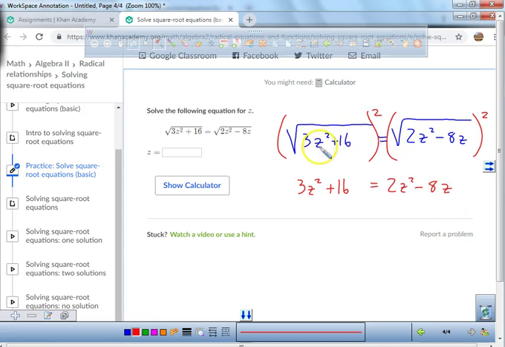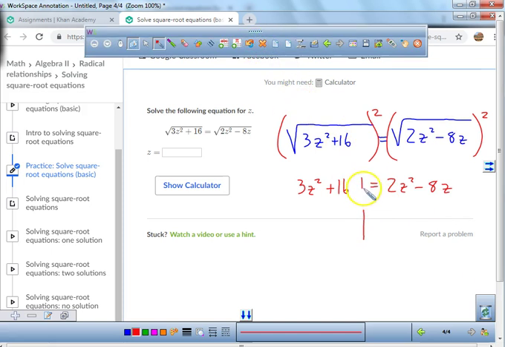Okay? Just so you guys know, when you have a radical equal to another radical, whatever's inside of this radical will equal whatever's inside that radical. Now, we have another quadratic. How do I know it's a quadratic? Because it's a z squared. So what do we need to do? Set everything equal to 0.